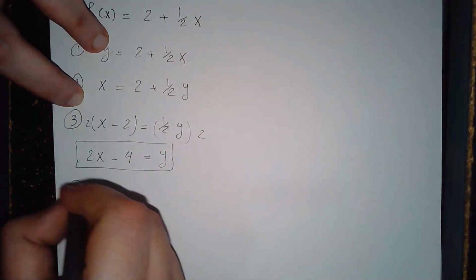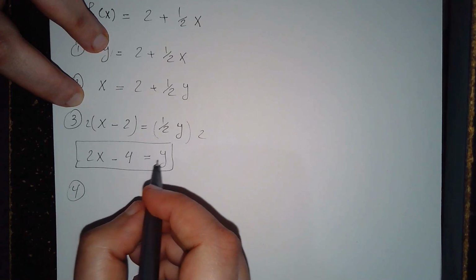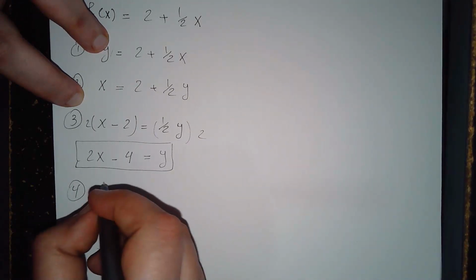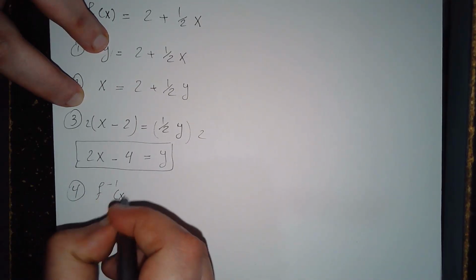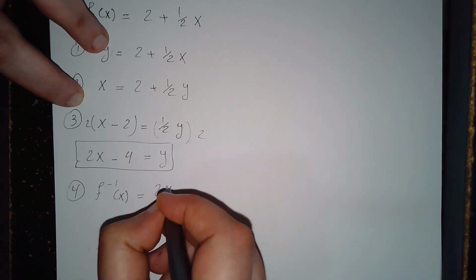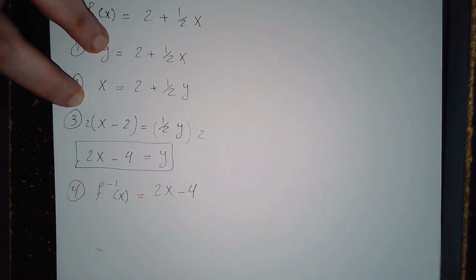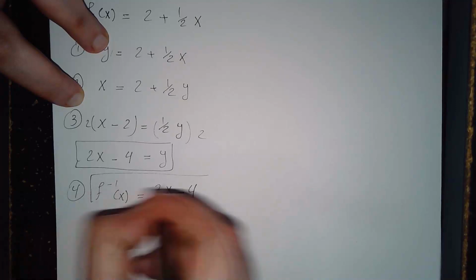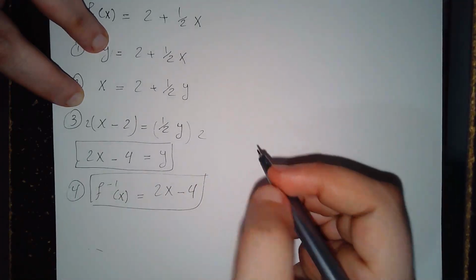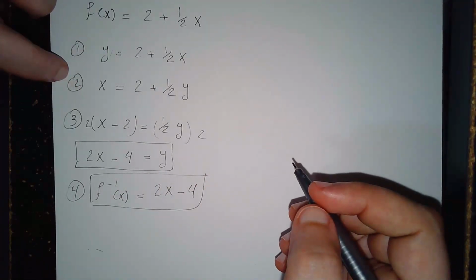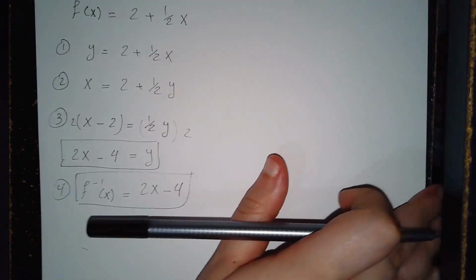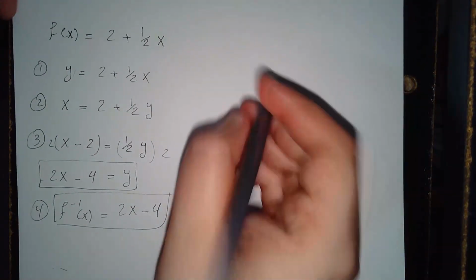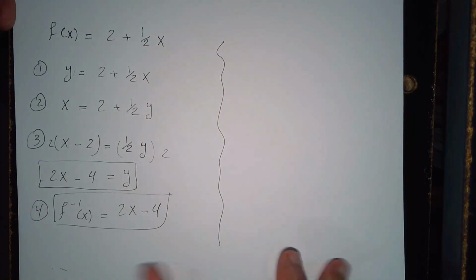And step 4, we need to rewrite the y in the form of f of x. In this case, it's going to be f inverse equals 2x minus 4. And this right here is your inverse function. We're done. Wasn't that easy? Okay. Let's do another one.